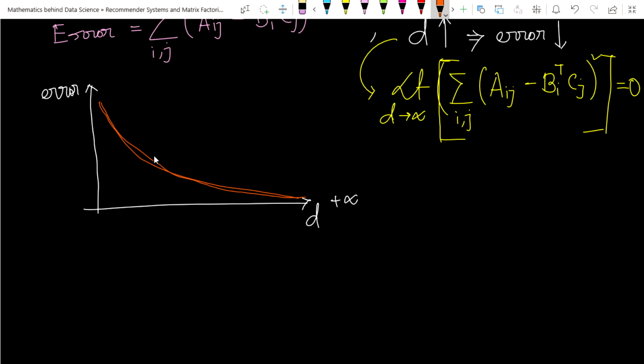So the thing we have to remember here is the slope of this error term. Suppose somewhere here we consider a d value, a d dash value. If you consider this region, the error is reduced very fast. But in this other region, the error is reducing slowly.